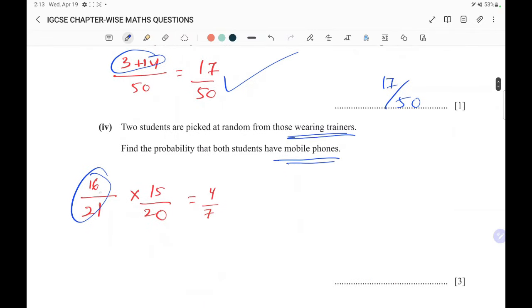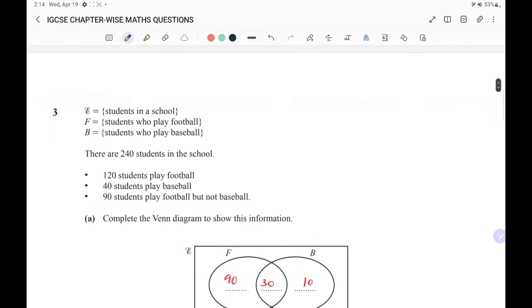That's why. So 16 over 21 times, now one student already you have selected, so there is 15, and out of 21 it will be 20. So 16 over 21 times 15 over 20. Why times, why not plus? Because this is compulsion to select second student as well, because we are going to select 2 students. So just calculate, you will get 4 by 7.